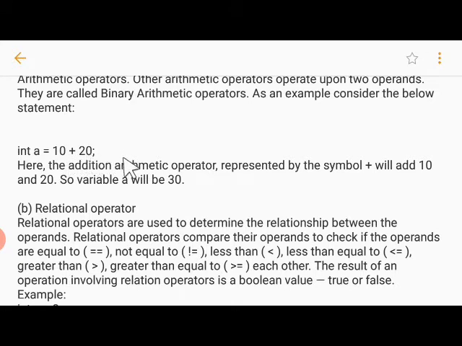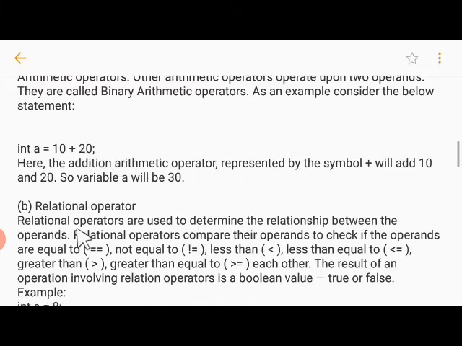Alright, and when we write plus plus a, or a minus minus, that means there is unary operator because that is operating upon a single operand. Fine, only this much is enough here. Now relational operators.